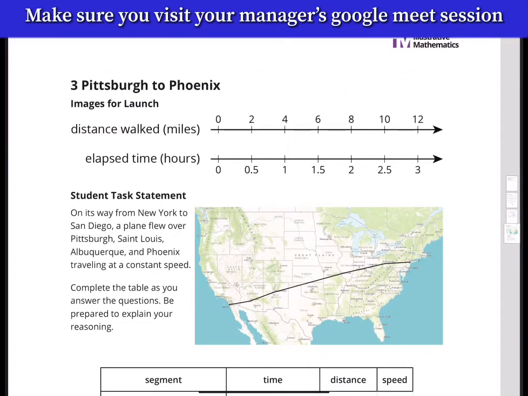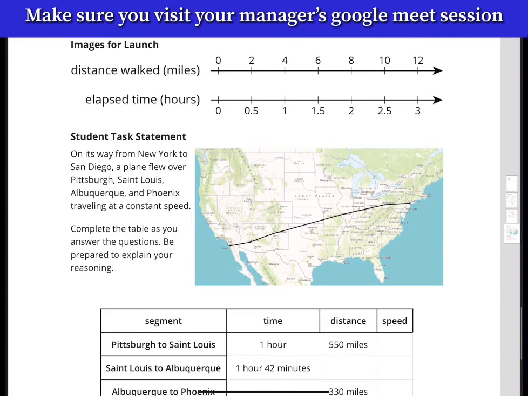Okay, guys, so let's look at the next activity called Pittsburgh to Phoenix. You can read quietly as I read it out loud. It says, on its way from New York to San Diego, a plane flew over Pittsburgh, St. Louis, Albuquerque, and Phoenix, traveling at a constant speed. Complete the table as you answer the questions. Be prepared to explain your reasoning.